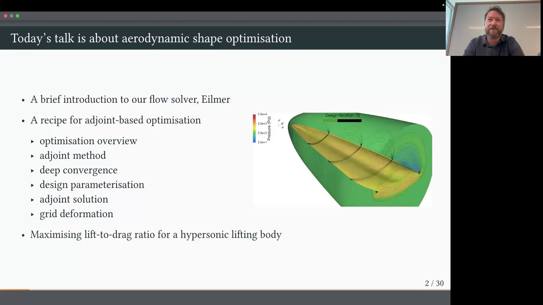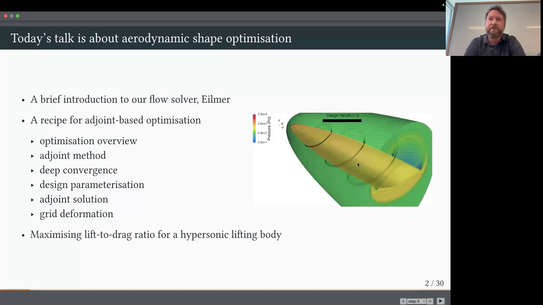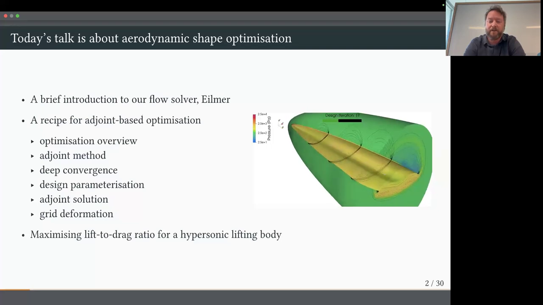And if your eyes are good, you can see the optimizer cheats a little bit to get there. But the goal of this is not only to maximize lift to drag, but also to contain a payload of a certain shape.